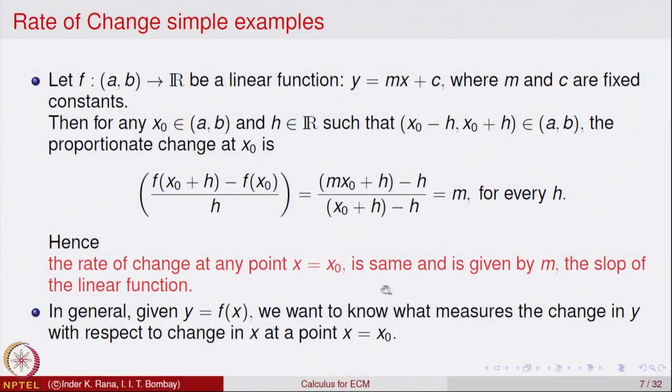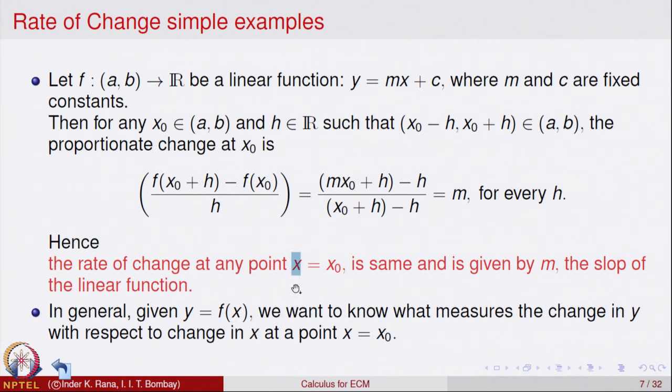So, the rate of change at every point x equal to x naught is the same constant m, the slope of the linear equation. So, these are simple examples which illustrate the use of the calculation of rate of change of a function at a point. What happens if we have a general function?